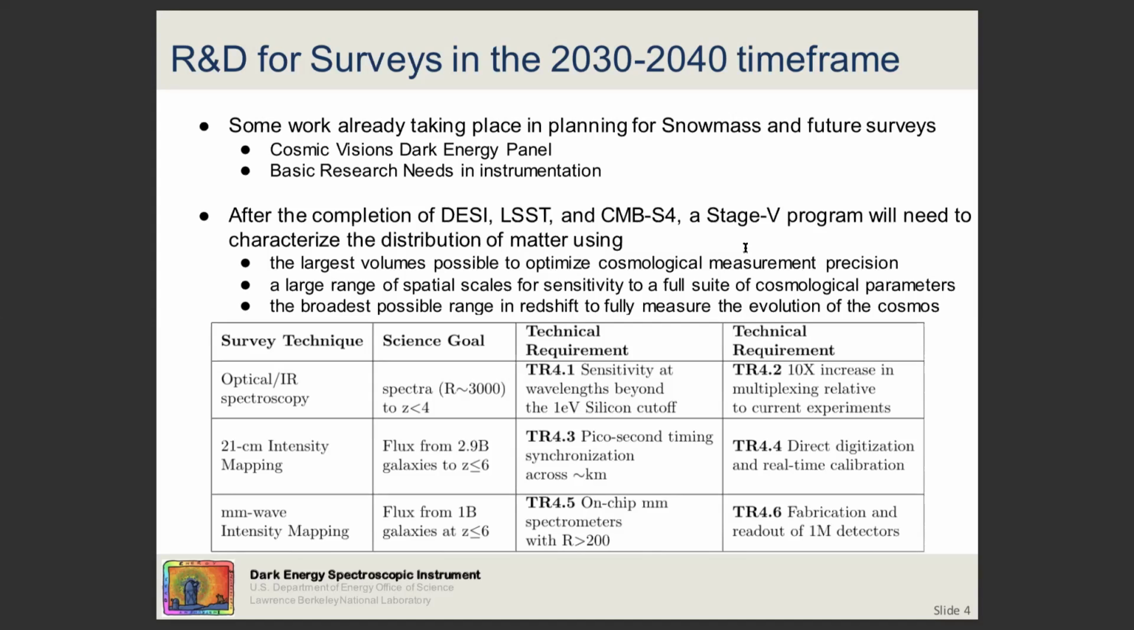So there's a lot of complementarity here, right? These are both intensity mapping, same redshift range, comparable data sizes. Optical IR spectroscopy, I think we need to ask ourselves what we want to be. What is this project in the next 20 years?